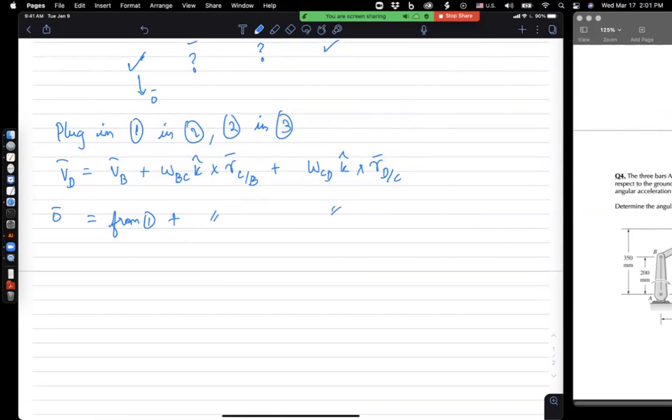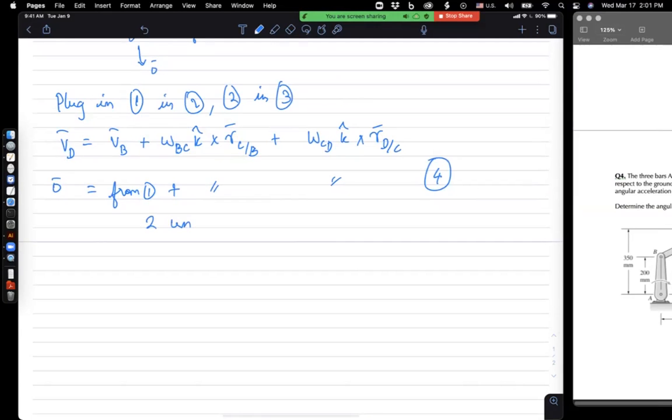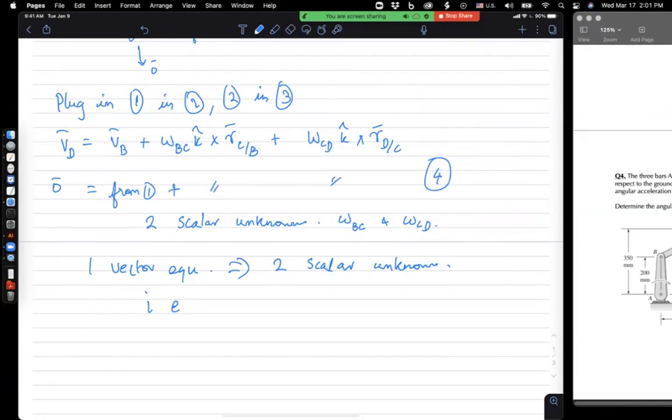So let's call this equation number 4. It has two scalar unknowns, namely omega BC and omega CD. And this is one vector equation. One vector equation gives two scalar equations, because you have an I equation and then a J equation. Basically use these two equations to solve for omega BC and omega CD, okay? So that's how that proceeds.